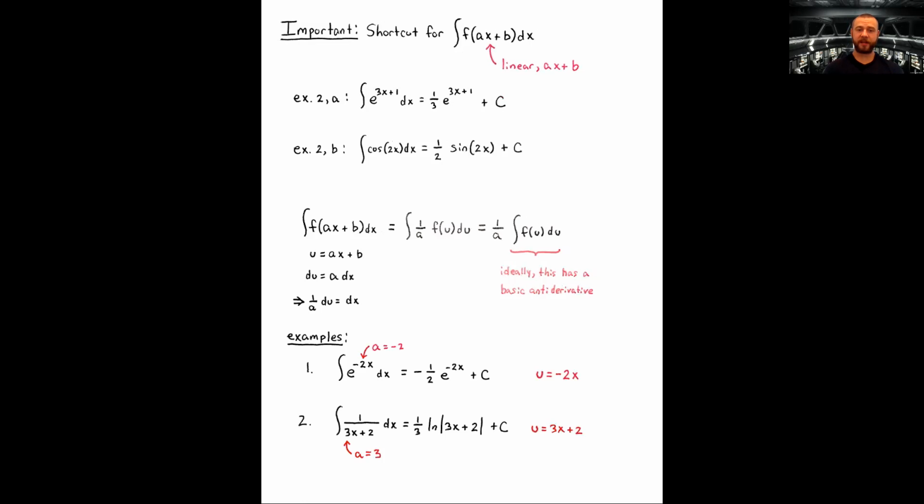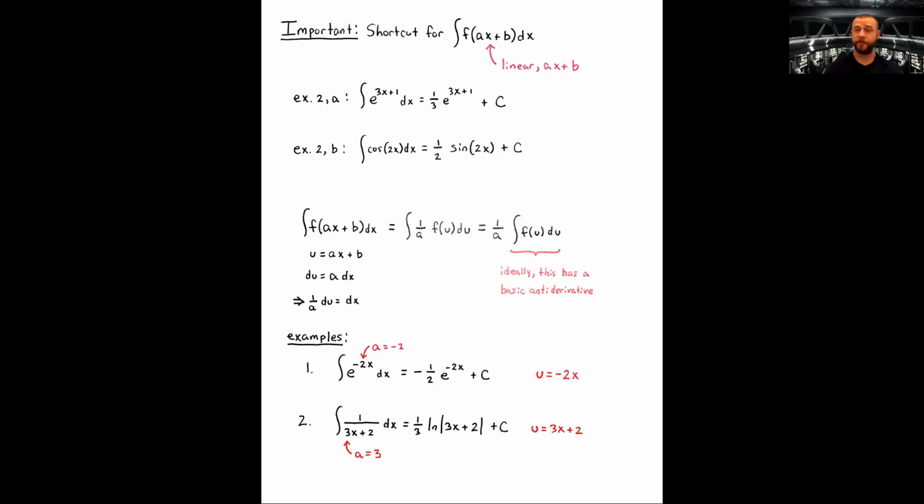All right, now let's take a look at some examples where we can make use of this shortcut. We're going to informally call this the 1/a shortcut. And pretty much, as long as we have a function that has a basic antiderivative, this cuts out some of the work in doing a substitution. So let's say for the first example, we take a look at the integral of e to the negative 2x. Here, we're going to identify the inner part as being of the form ax plus b. And for this inner expression, little a would be negative 2.